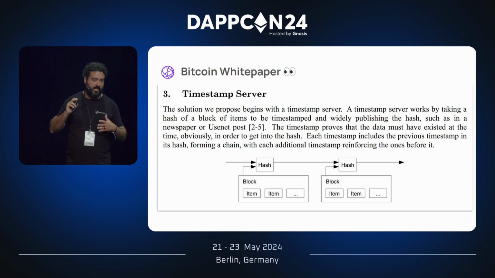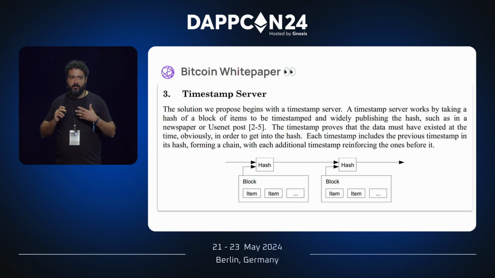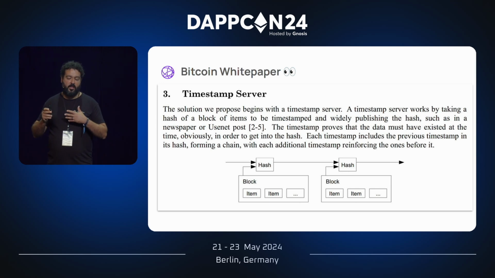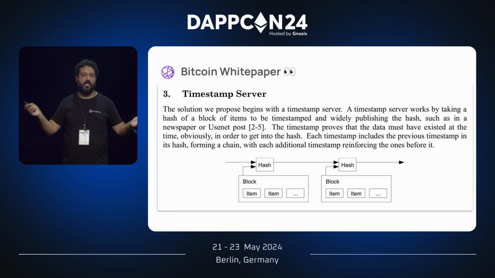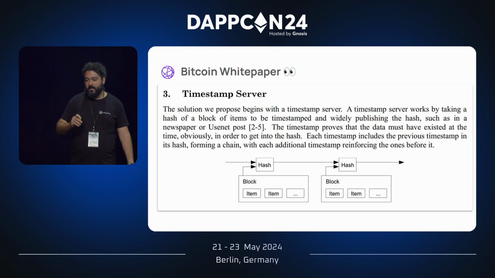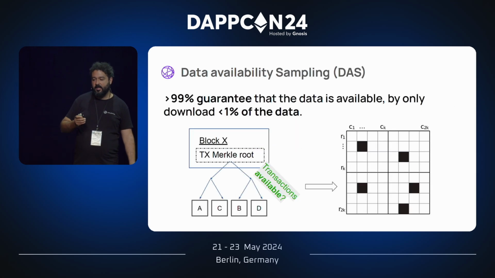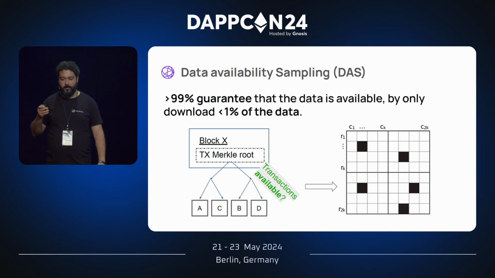These ideas are not entirely new. It's just we didn't know how to do a verifiable data availability before data availability sampling. But even in the Bitcoin paper, this notion of ordering messages, timestamping them, and having them widely published was introduced. So what is data availability sampling that I also mentioned before?